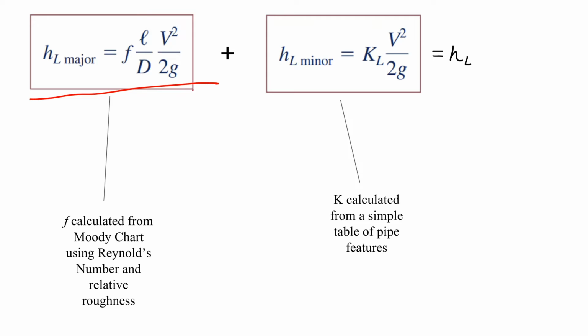Here we have the equation for major head loss. It includes the ratio of the length of the pipe to its diameter, the velocity squared, and 2g. We also have this F term right here. This is the friction coefficient that we will have to find separately. To do this, we are going to have to look at a Moody chart, which can tell us the loss coefficient based on a few different factors.